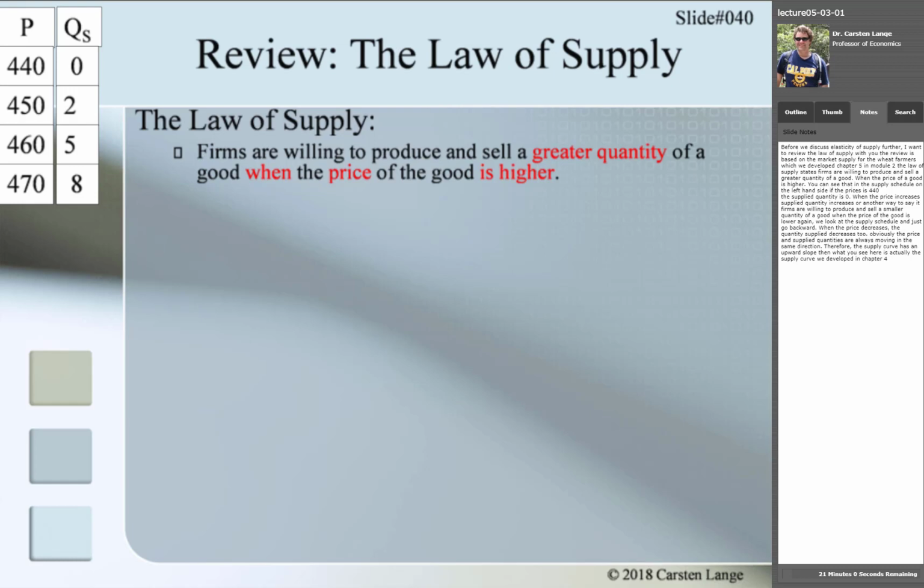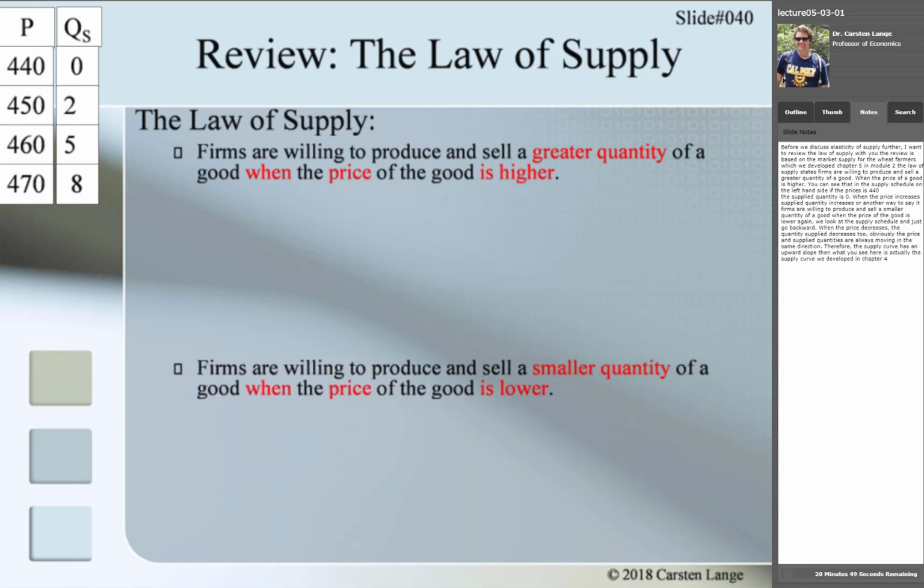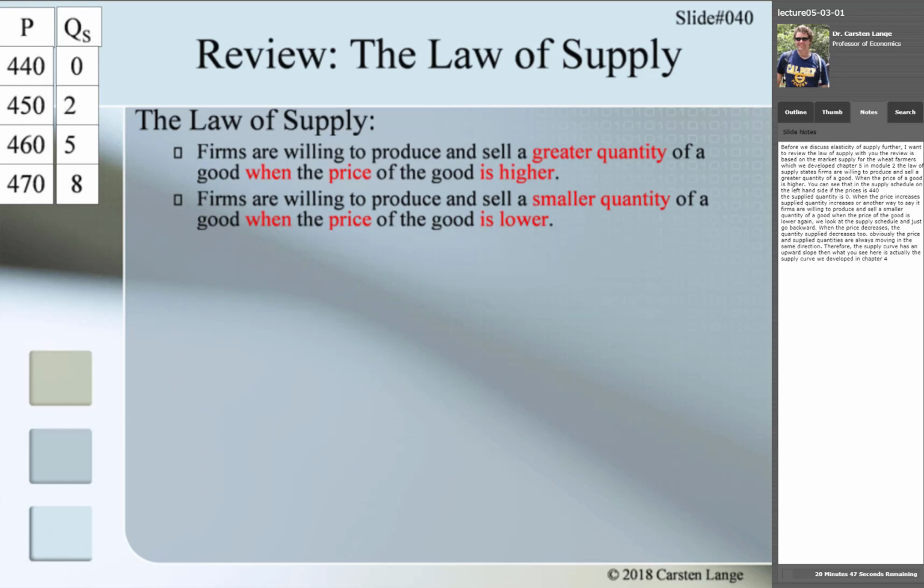If the price is 440, the supplied quantity is 0. When the price increases, the supplied quantity increases. Or another way to say it, firms are willing to produce and sell a smaller quantity of a good when the price of the good is lower. Again, we look at the supply schedule and just go backwards. When the price decreases, the quantity supplied decreases too.